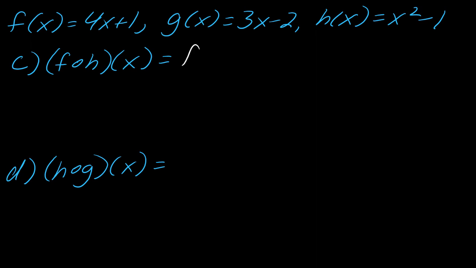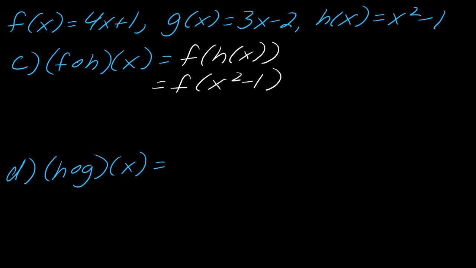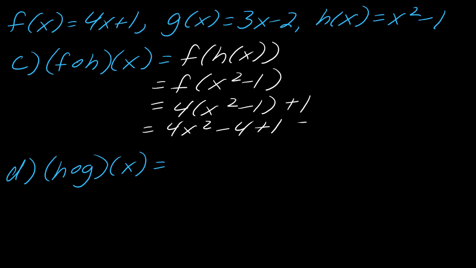Okay, so for this first one, this is going to be f of h of x. So I need to start from the inside and work my way out. So h of x is x squared minus 1. So now I have to plug that into my f of x function. So this becomes 4 times x squared minus 1, plus 1. And so now I can distribute. This becomes 4x squared minus 4 plus 1. So my final answer will be 4x squared minus 3.